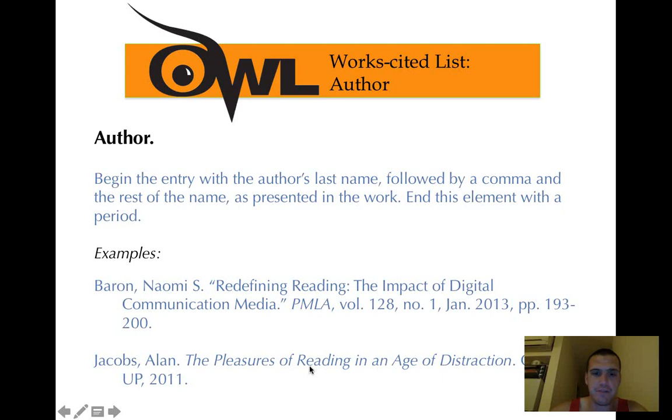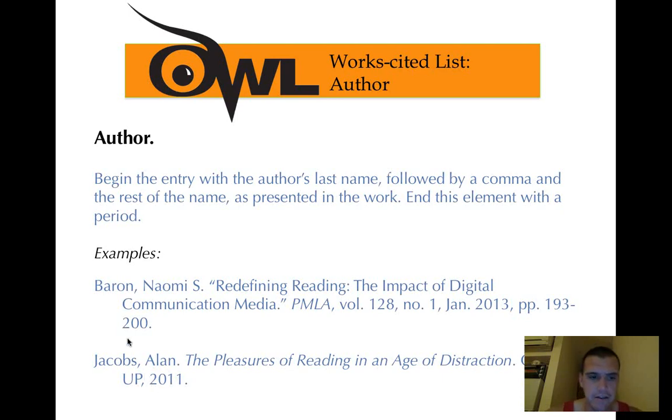And as you can see here, The Pleasures of Reading in an Age of Distraction, that is the title of the book. So notice how it's formatted. You have the name, period, and then in italics and in capitals, where needed, you write the title of the book, period. The next part here, Oxford UP, this is the publisher. So this book has been published by Oxford University Press, which is a very good publishing source. So the publisher, comma, the year, period. So this book was published in 2011.